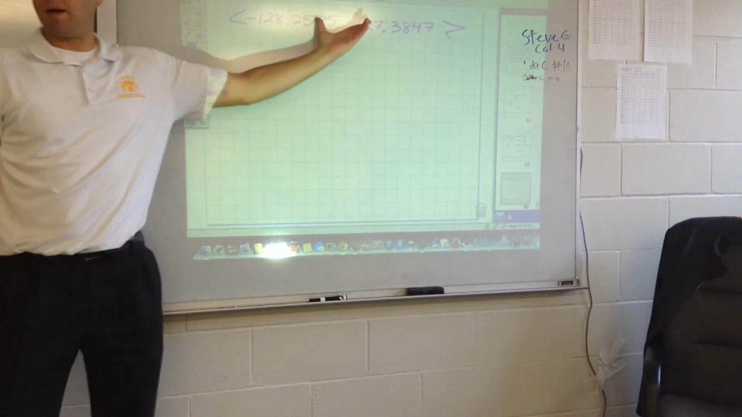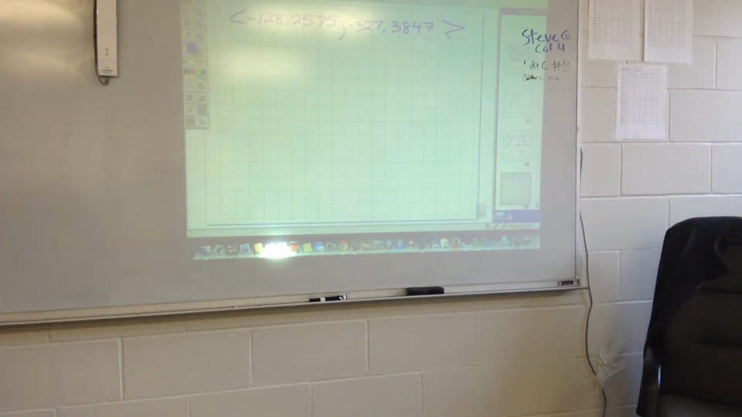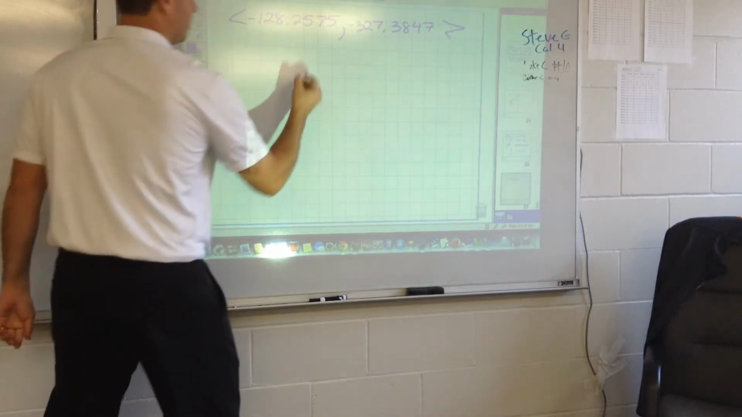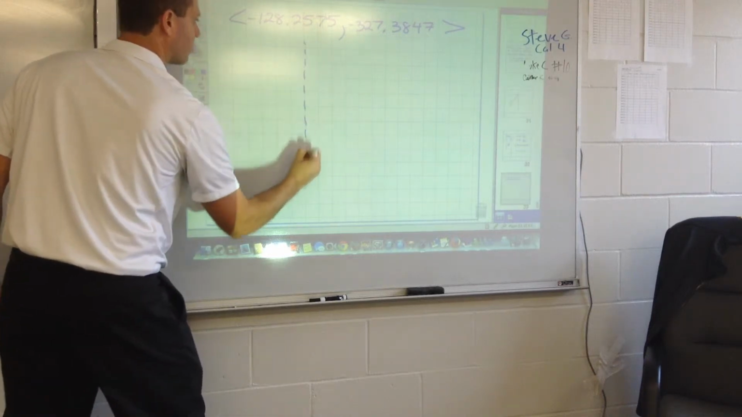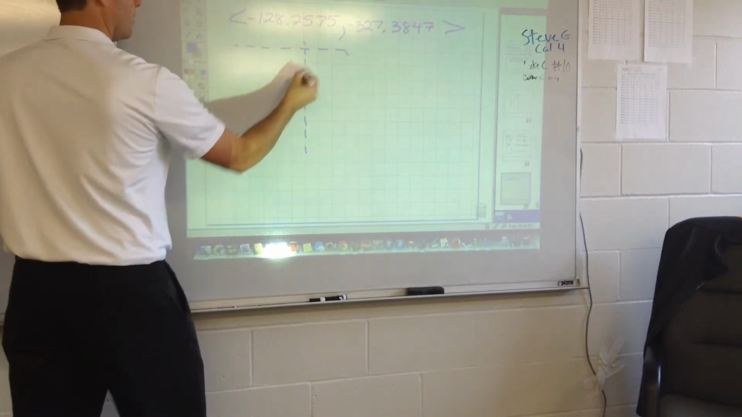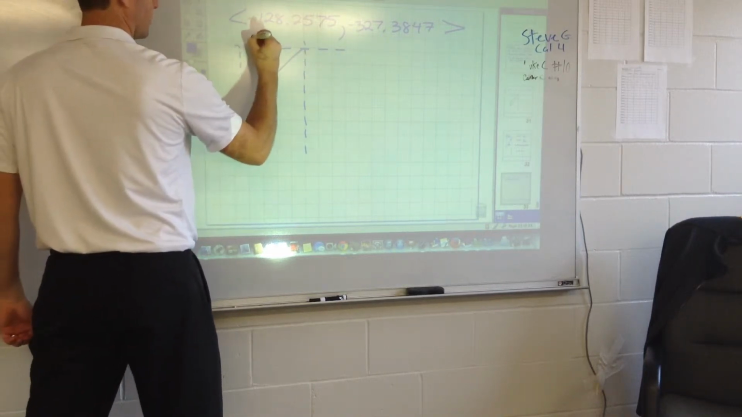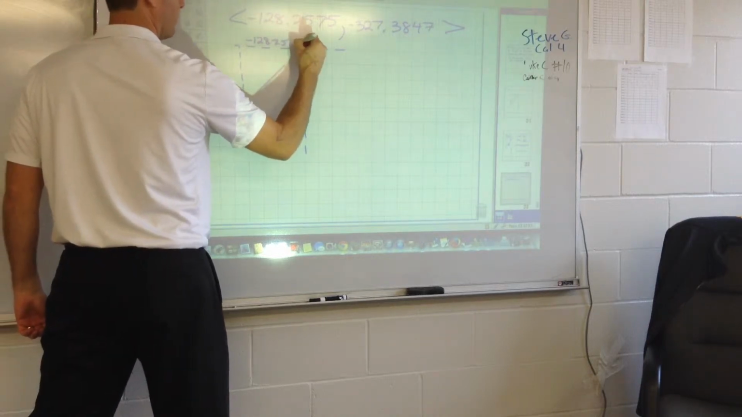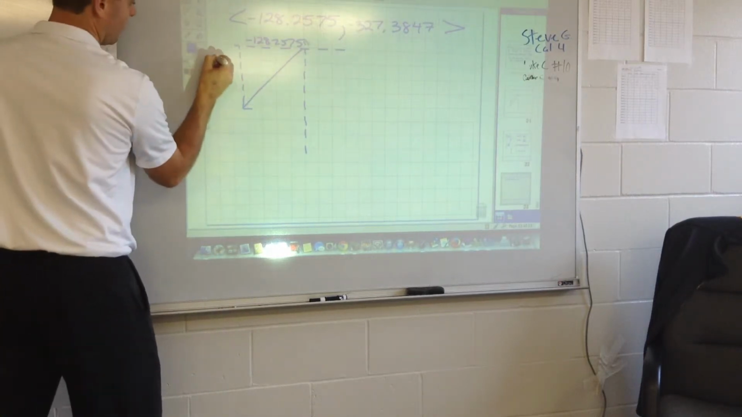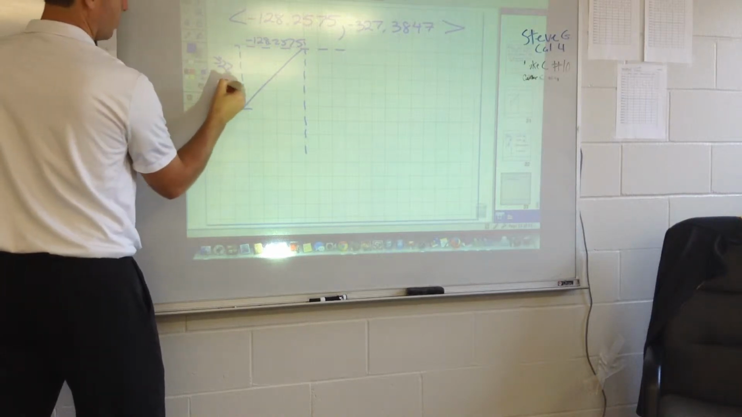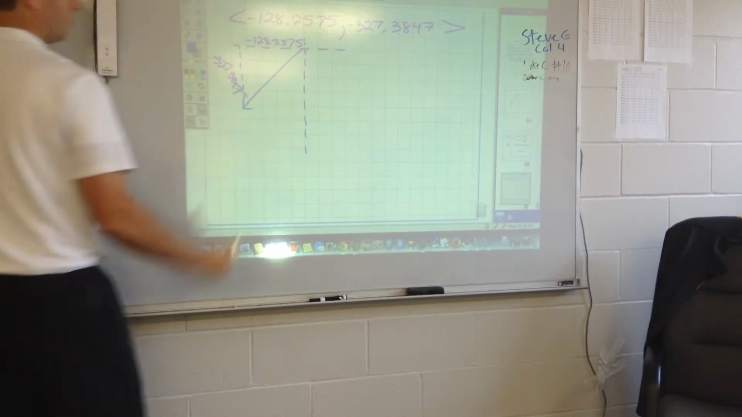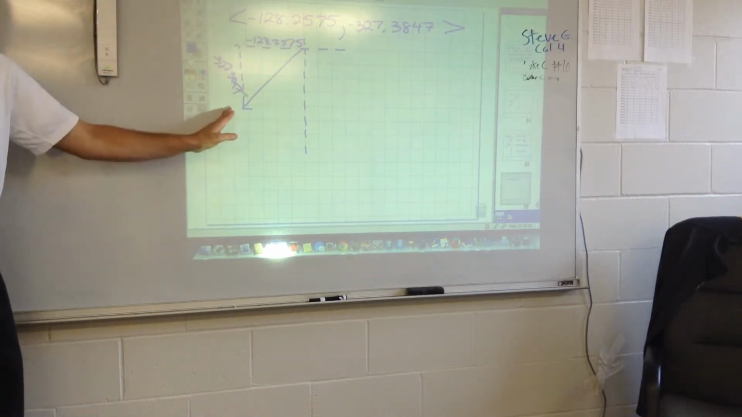Okay? So there's my resultant as an ordered pair, as an x and a y, but I don't want it as an x and a y. What am I going to want? Magnitude and direction. So what I would probably do is draw a picture. I know this is my x, negative 128.2575. I know that is my y, negative 327-ish, .3847. So I know my x, I know my y.